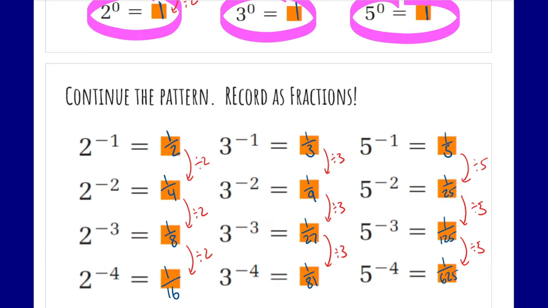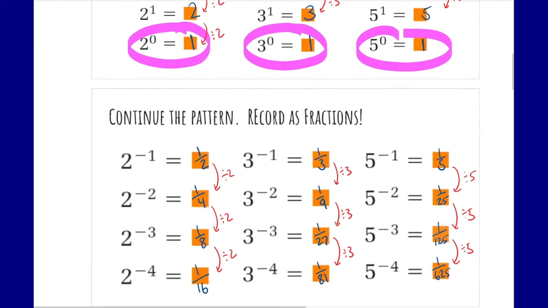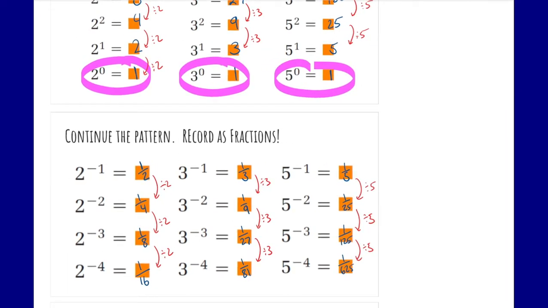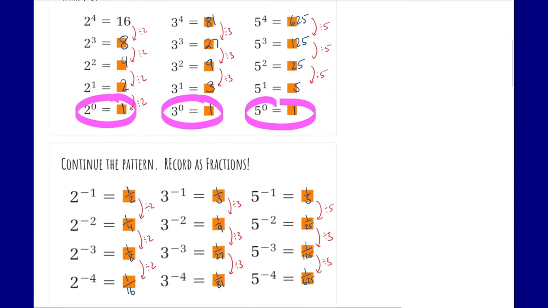Do we see a pattern going on? Hopefully we should see that relationship of dividing by 5, dividing by 3, dividing by 2 every time, because of what our exponent is decreasing by. Every time we decrease by 1, we're going down by a multiple of whatever our base is. So we have 1 less 2, 1 less 3, 1 less 5. But is there any connection between the positive exponents and the negative exponents?